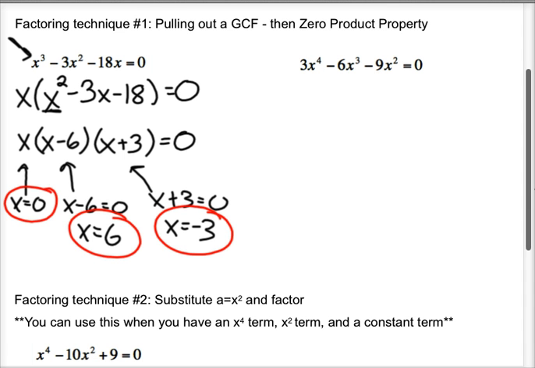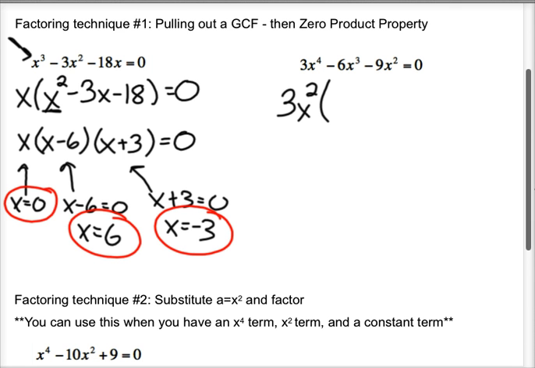Now in the next one, a little bit more interesting, because not only can I pull out the variable, but notice each of the numbers in it, 3, 6, and 9. Each of those numbers is divisible by 3. So I'm going to pull a 3 out, and then notice x to the 4, x to the 3, and x squared. So the other thing I notice is this time the smallest exponent that I see is actually x squared. So that means I can pull an x squared out of all of these.